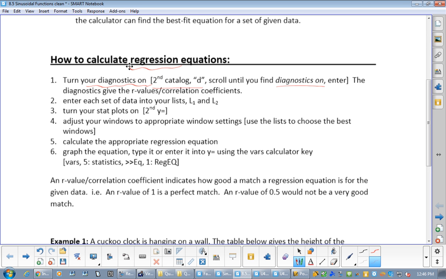We're going to put all of our data into L1 and L2. You want to turn stat plot on. Now you go to second, y equals, or just go to y equals and go all the way to the top and hit it. We worked on this today. Adjust your window settings so you can see it. Calculate the appropriate regression equation.